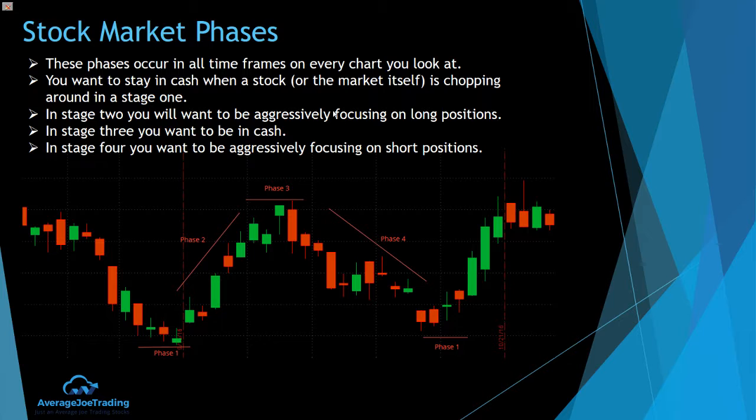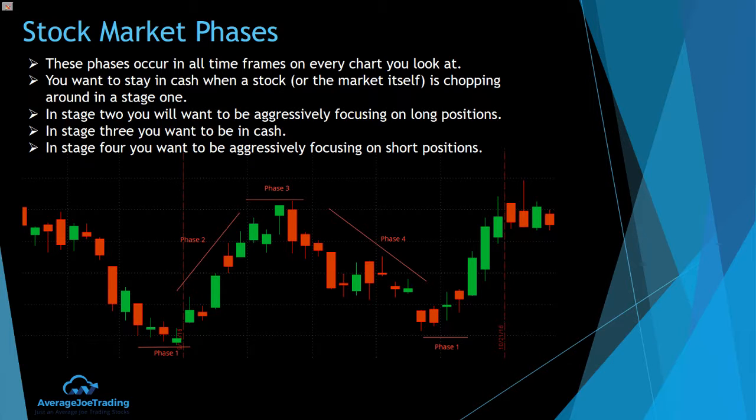All right, these phases occur in all time frames, and they occur on every chart. You can actually look at these intraday. They're not as clean on all the charts intraday, but you can see it intraday as well. Whenever the stock market itself is chopping around in stage 1 or stage 2, you want to stay in cash. But once stage 4 sets up, you want to be focusing on short positions if you're a short seller.